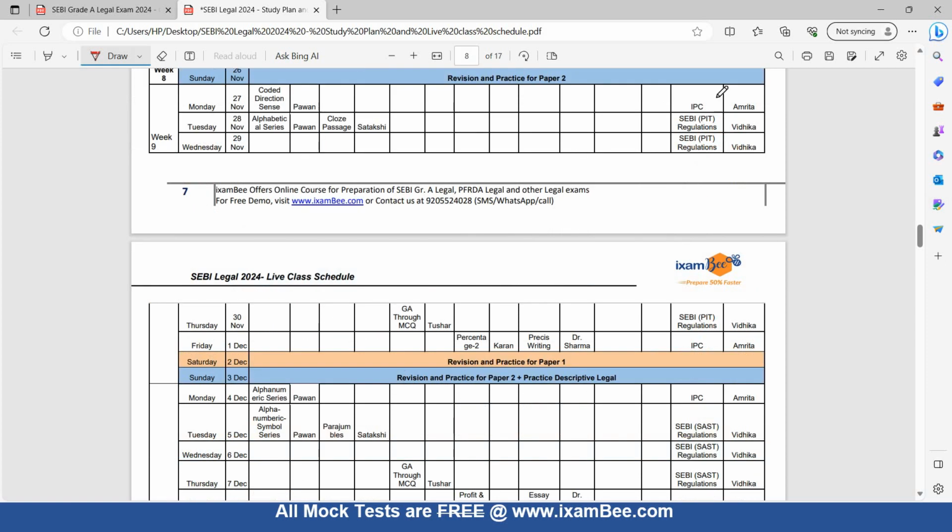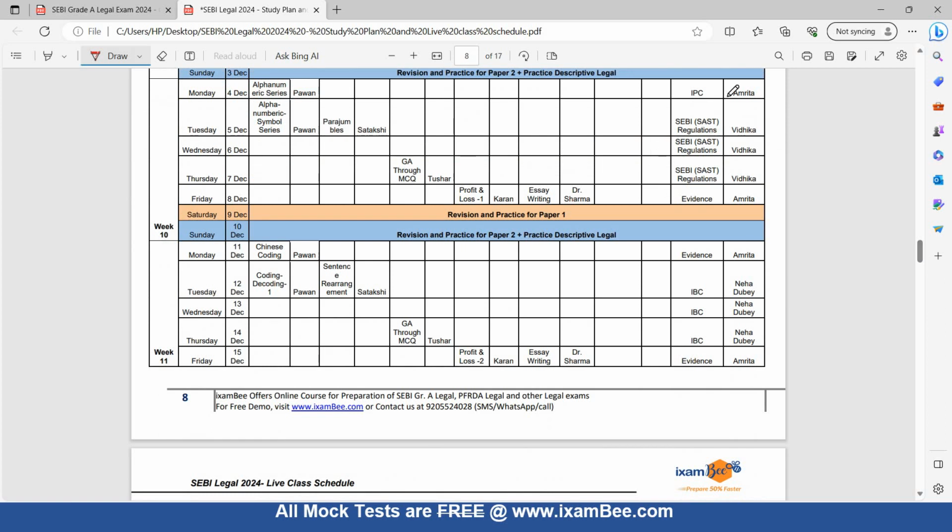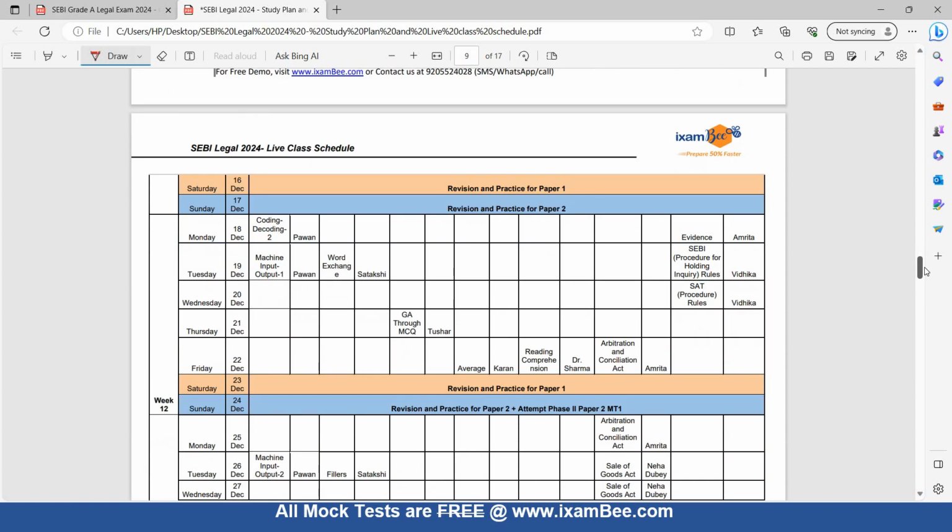Then if you see, in week 9, IPC will be taken up by Amrita ma'am. SEBI, Prohibition of Insider Trading Regulations, will be taken up by me. Then for moving further, SST regulations by Vidhika ma'am. IPC will be over and Amrita ma'am will be moving to Evidence Act. Then IBC will be taken up by Neha ma'am. So you can scroll through this entire live class schedule and also see week wise what all topics you have to cover, you have to practice on your own.